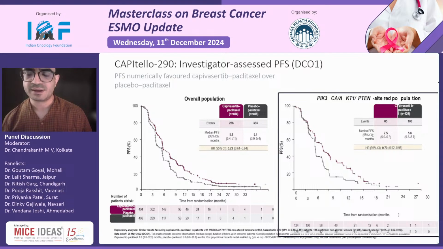And then CNS active drugs. So HER2 agents, CNS active HER2 agents. So Dr. Priyanka, you want to comment on CNS active anti-HER2 agents? Which are the ones? If you want to classify from the best to the least, what would be your order of classification for CNS active HER2 inhibitors?